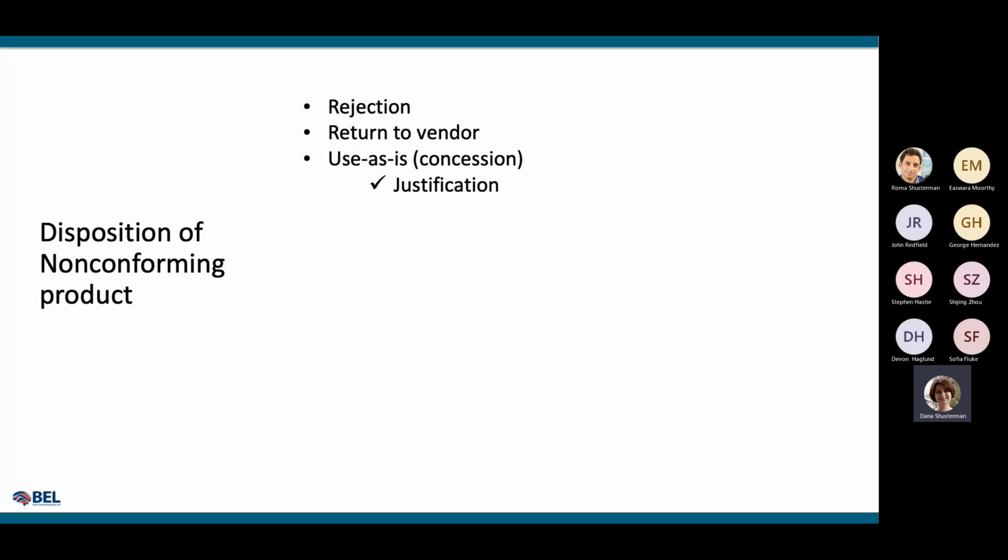So after we segregated the non-conforming product, the disposition of this product should be determined. In case of the major problem, the review board that includes engineering, production, and quality authorities decides of the disposition of the non-conforming product. The review board should have the knowledge to determine suitability for use of non-conforming product. The disposition of the non-conforming product can be rejection of the material, return to vendor, or use as it is, or concession. In that case, we need to justify this decision.